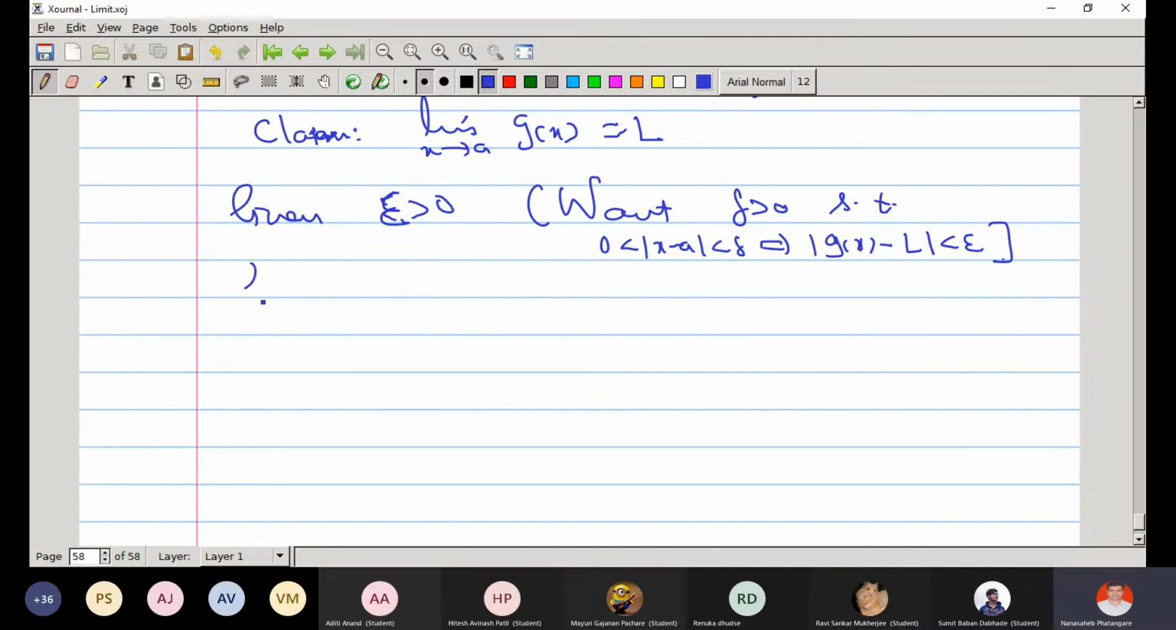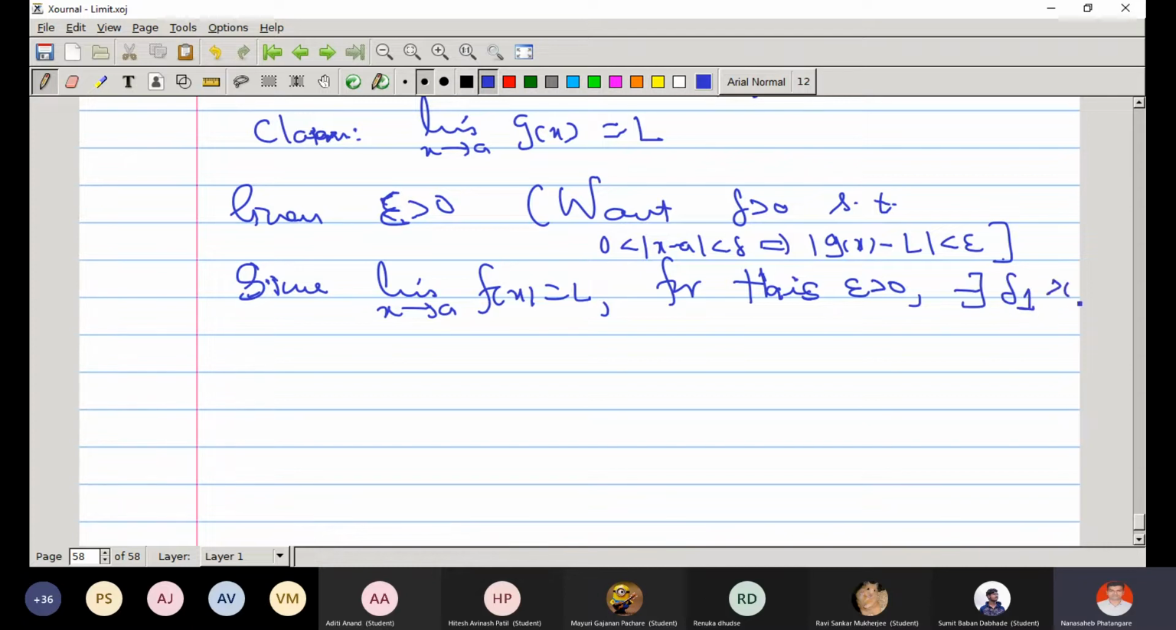But epsilon is given. Since the limit as x tends to a of f(x) is L, for this epsilon, because epsilon is given and we want to produce delta, by the definition of limit there exists some number, let us say delta 1, such that whenever the distance of x from a is less than delta 1, the distance of f(x) from L is less than epsilon, right?